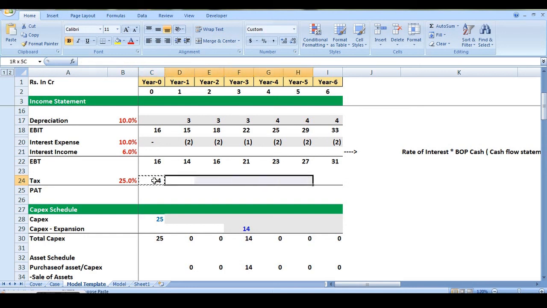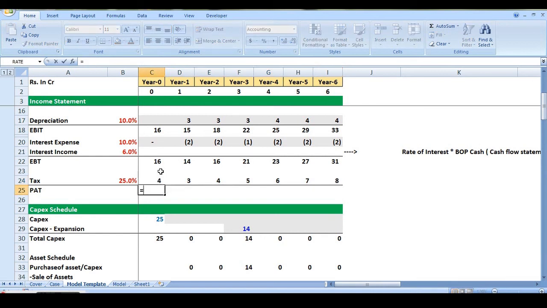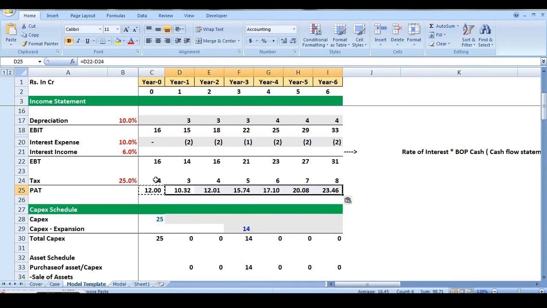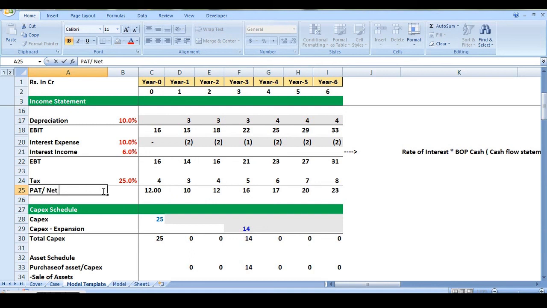I simply copy the formula, paste it for the rest of the years, and from that I can calculate my PAT as EBT minus tax, and copy and paste the formula for the rest of the years. This will give me my profit after tax, or you can call it net income. This way we have nearly completed our income statement. In the next video we will see how to prepare the balance sheet.